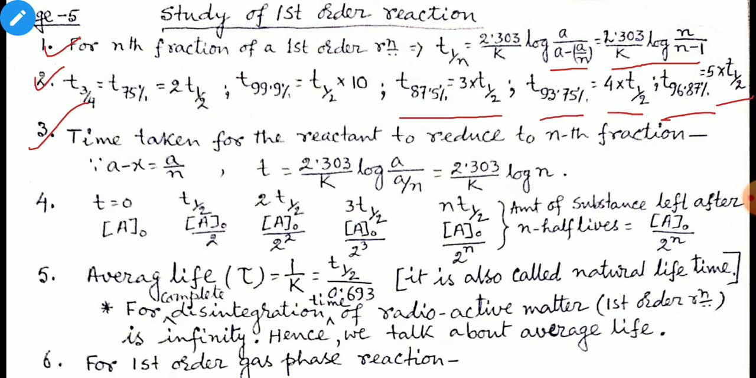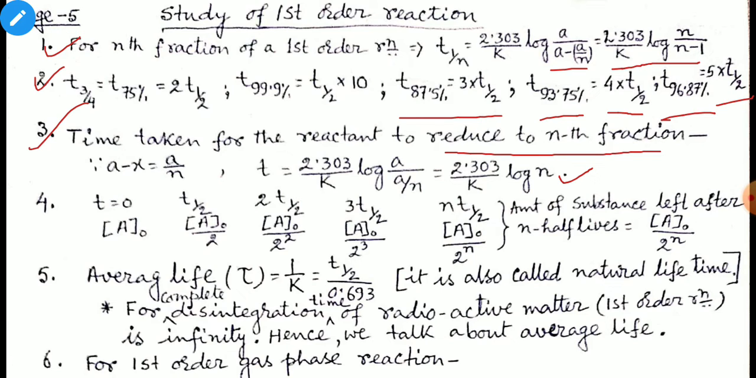Time taken for the reactant to reduce to nth fraction, A minus x equal to A by n. So, t equal to 2.303 by k log A by (A/n), which equals 2.303 by k log n.